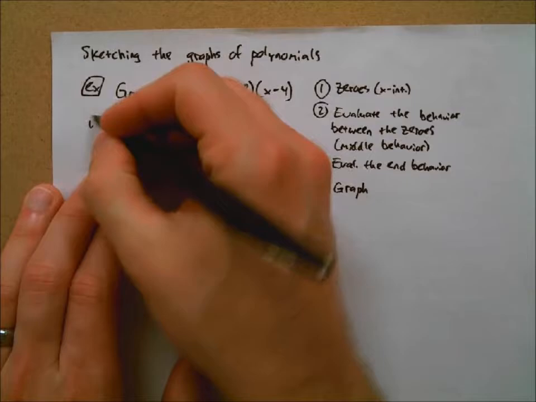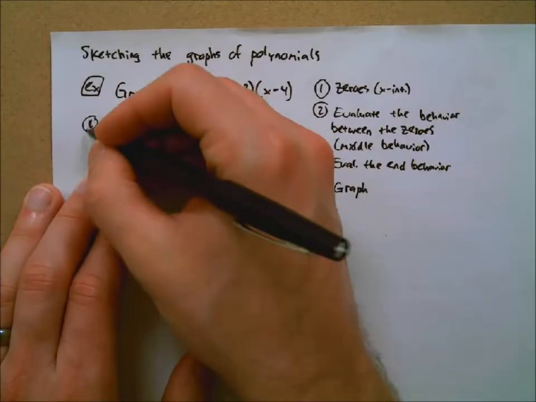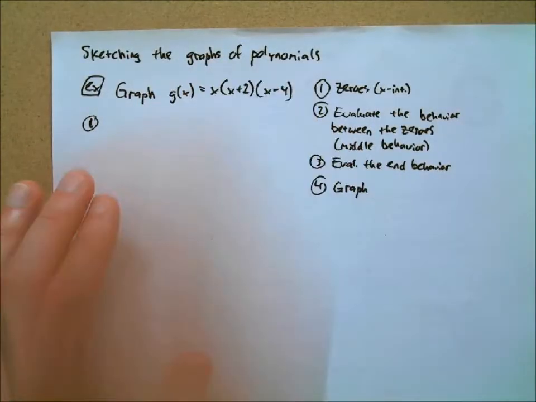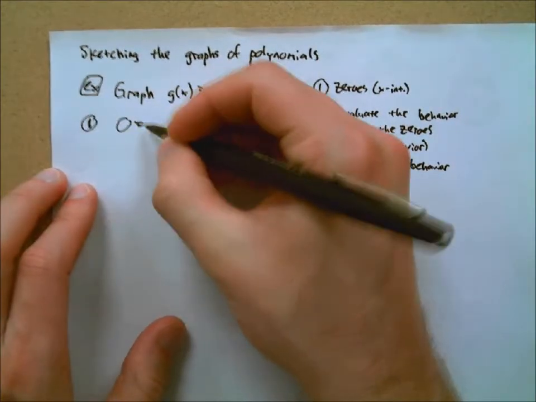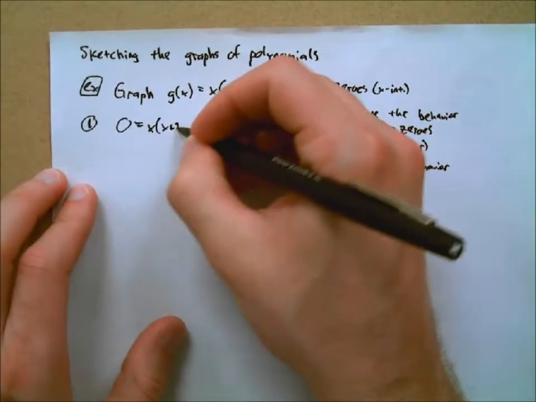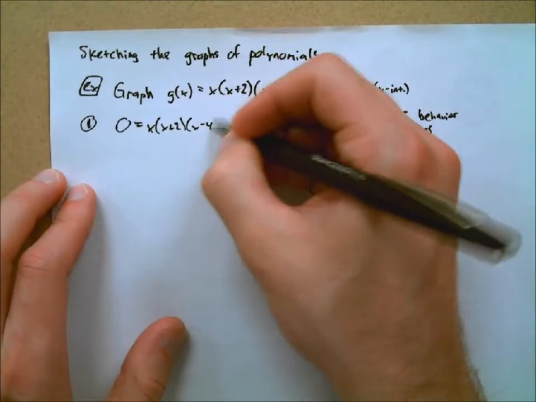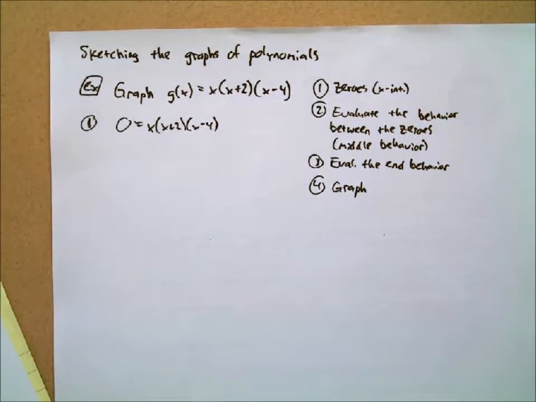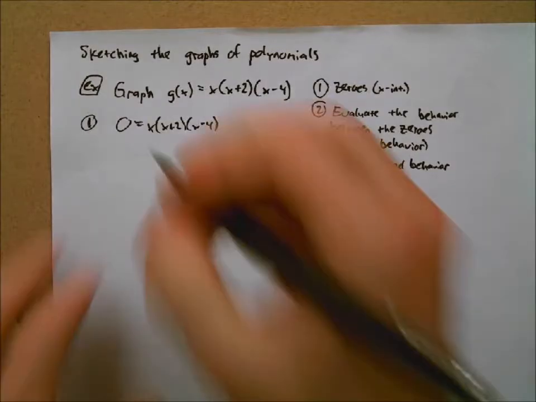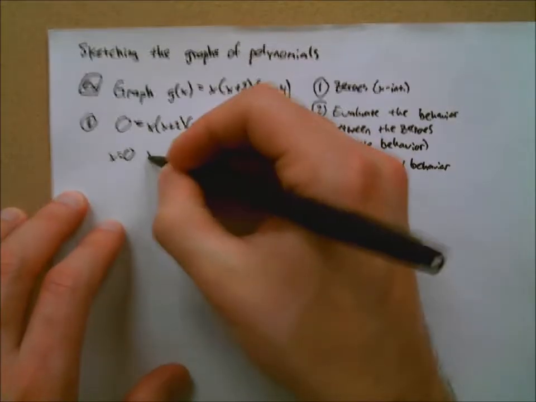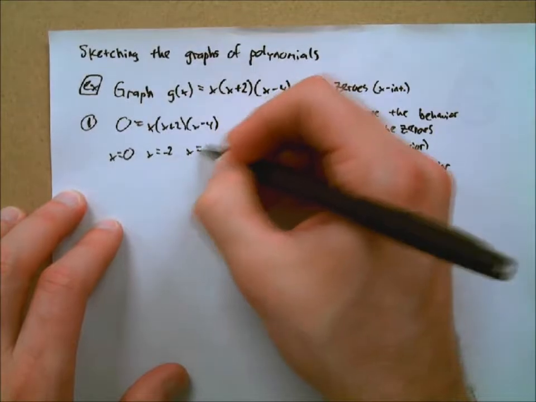All right, so number 1, zeros, or the x-intercepts. To do that, we'll set this thing equal to 0. With this setup, Adrian, what are our zeros going to be? 0, -2, and 4. You got it. x equals 0, x equals -2, x equals 4.